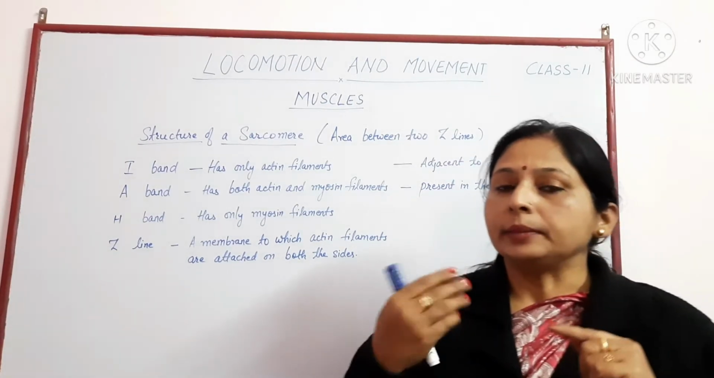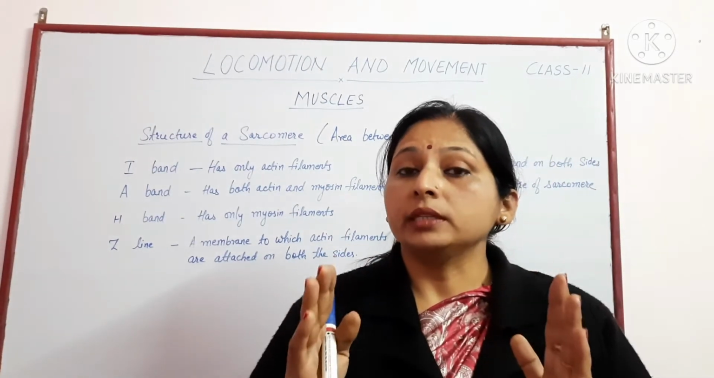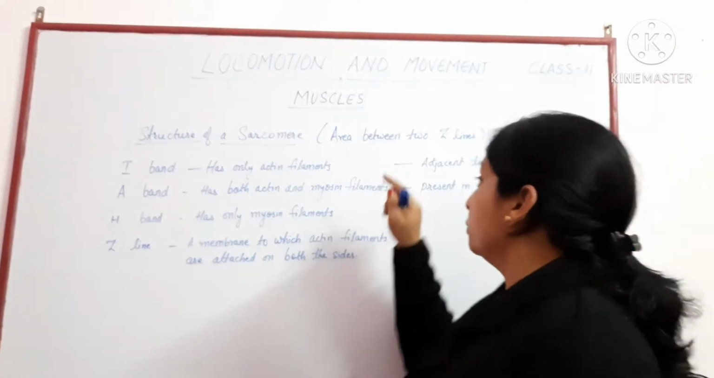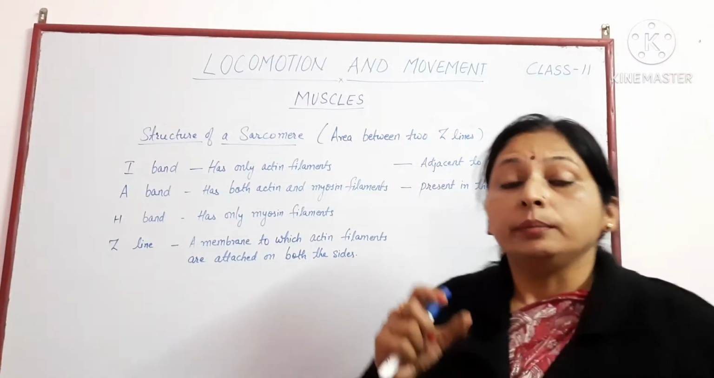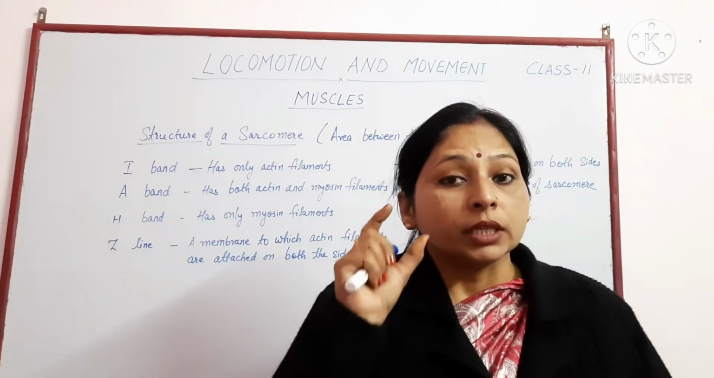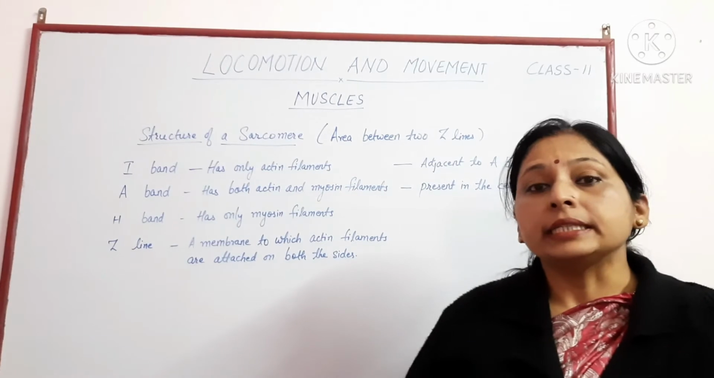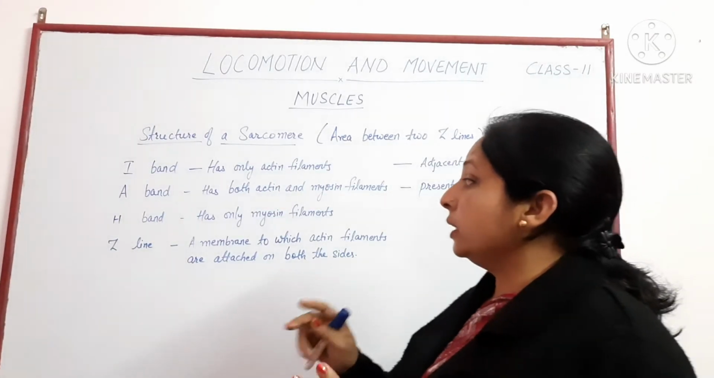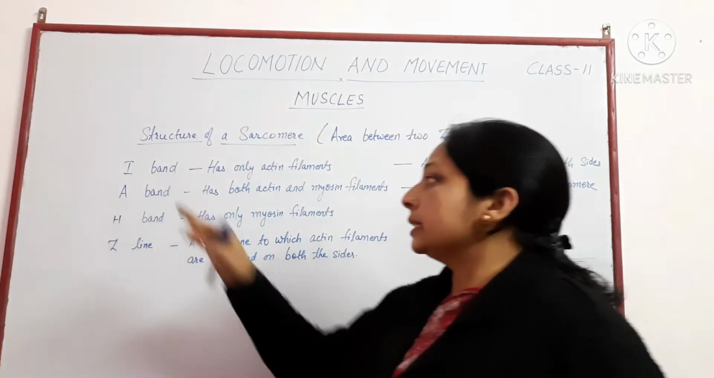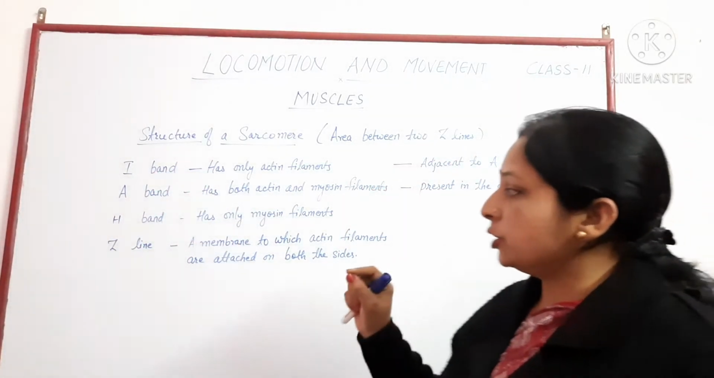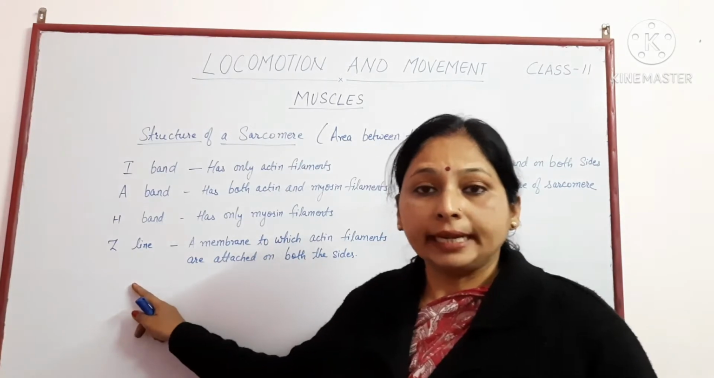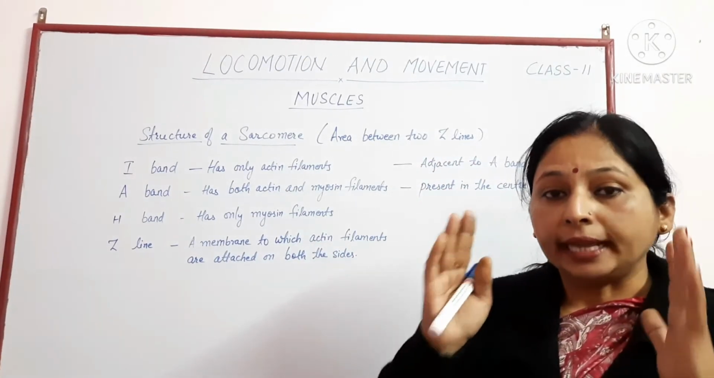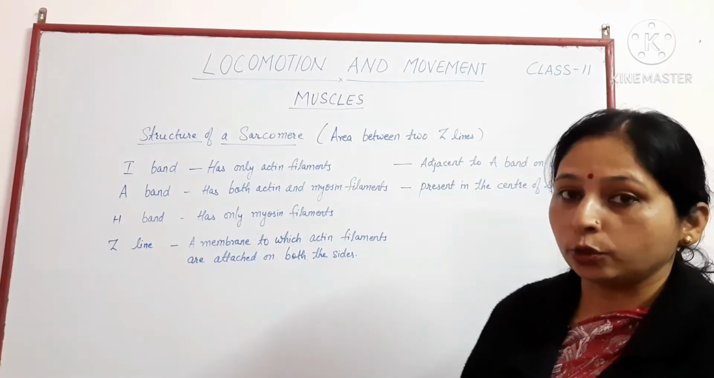Sarcomere, let me remind you about sarcomere. Sarcomere is a part of myofibril, or the area between two Z lines. The area between two Z lines in a myofibril is termed as sarcomere. It has three bands, that is I band, A band, H band, and a line, Z line. The area between these two Z lines is the sarcomere.